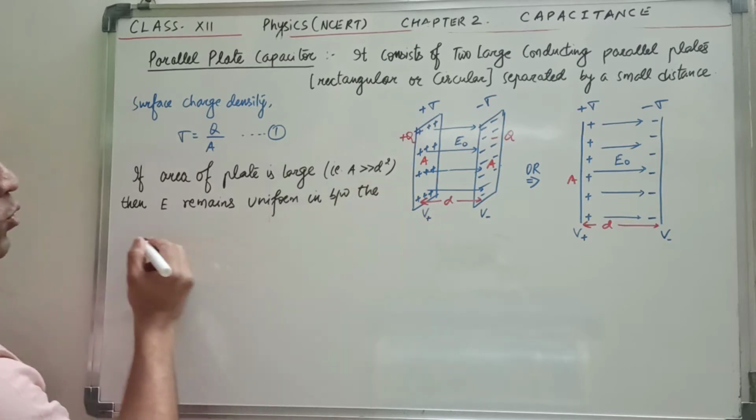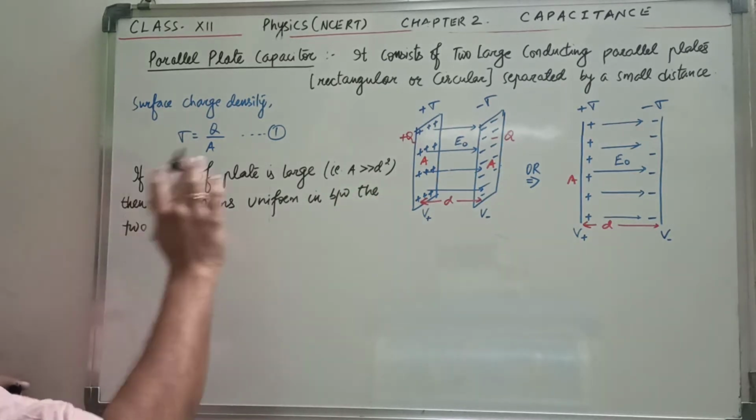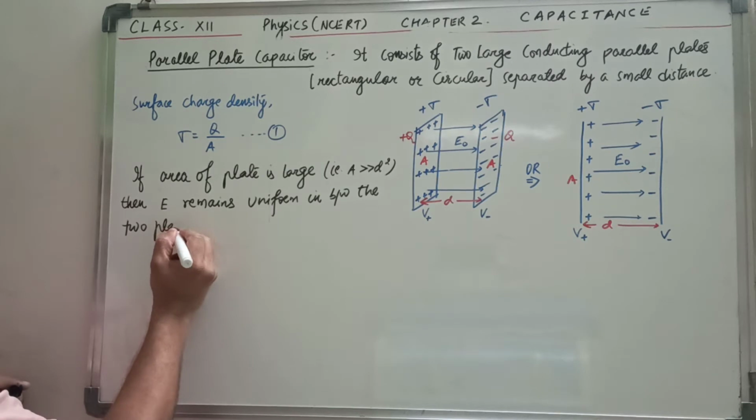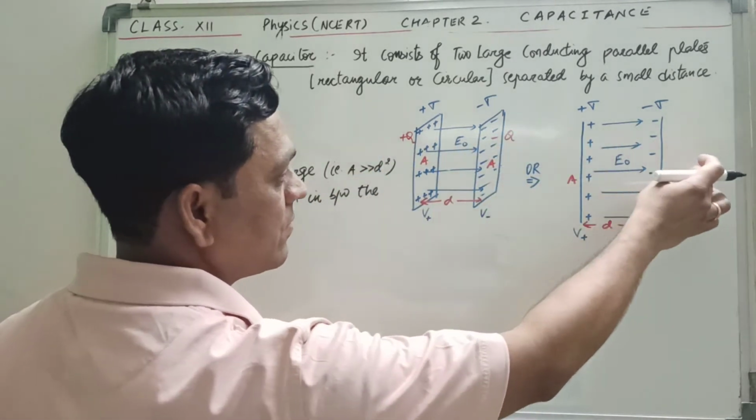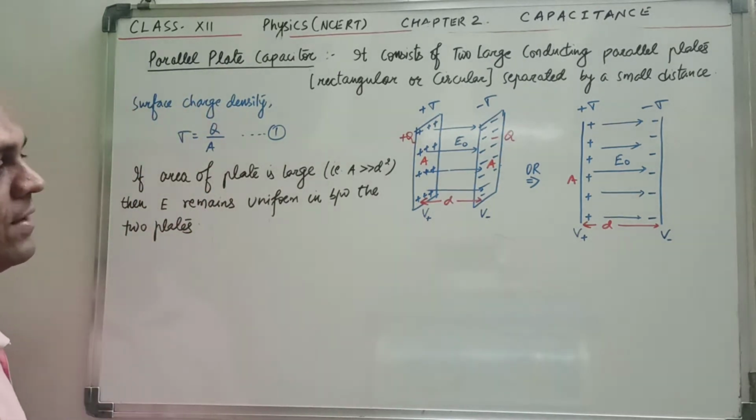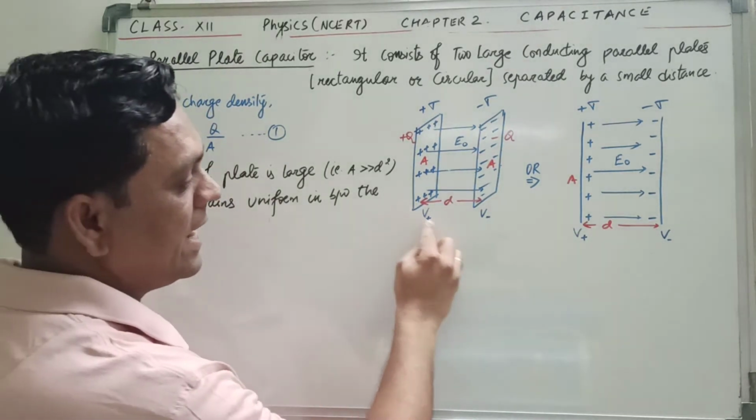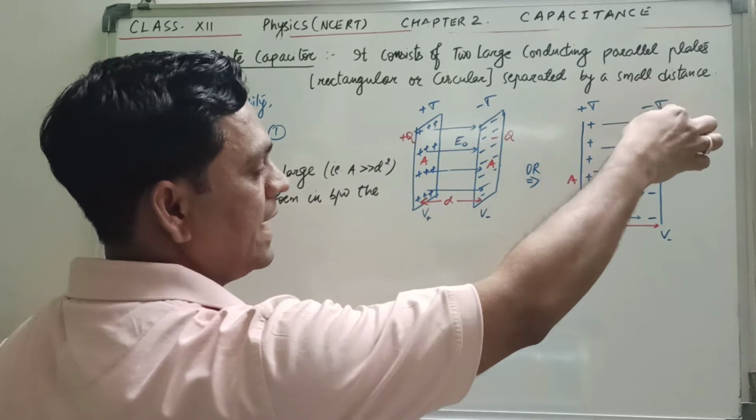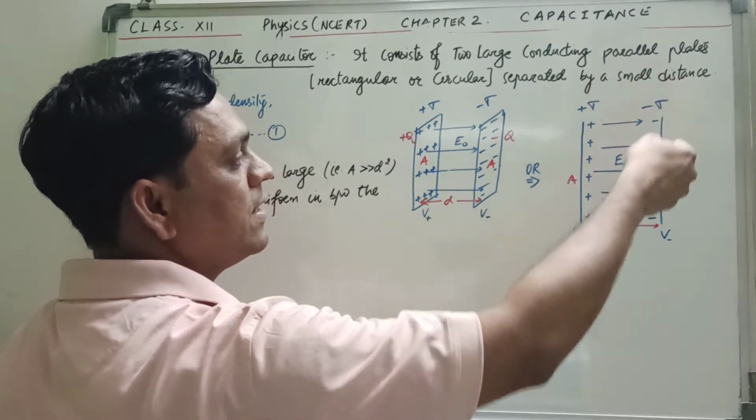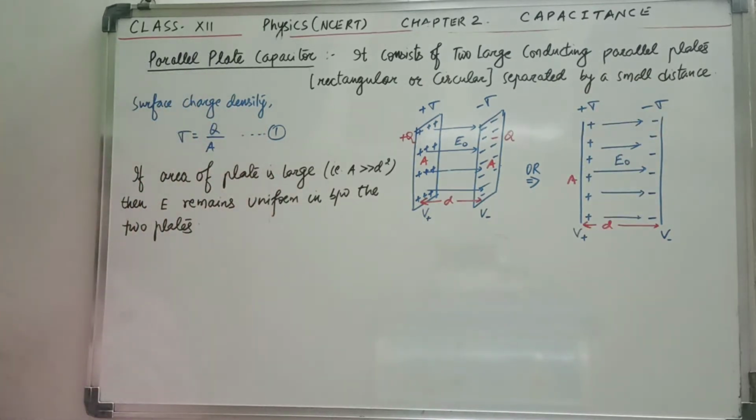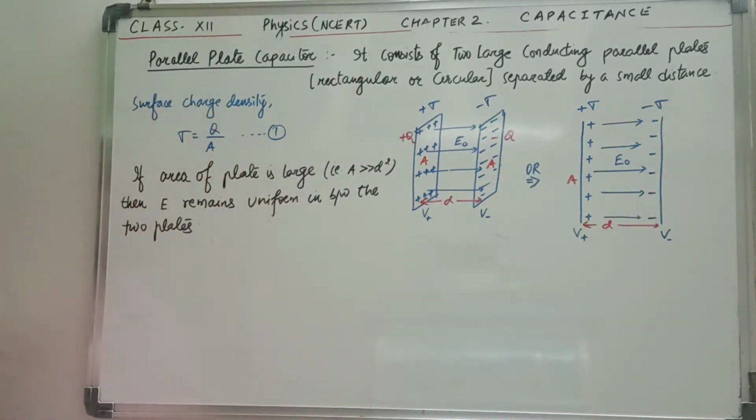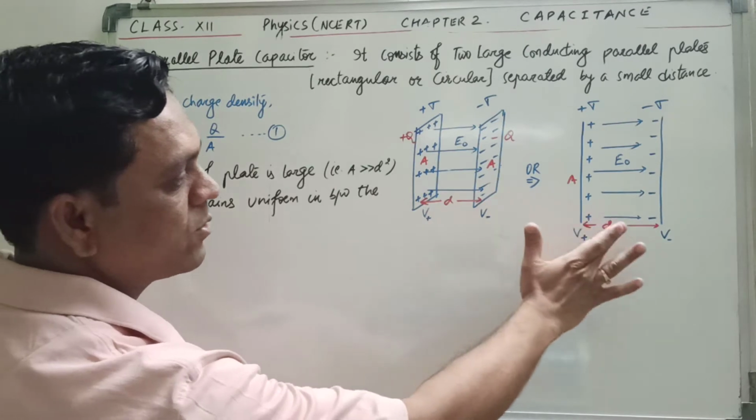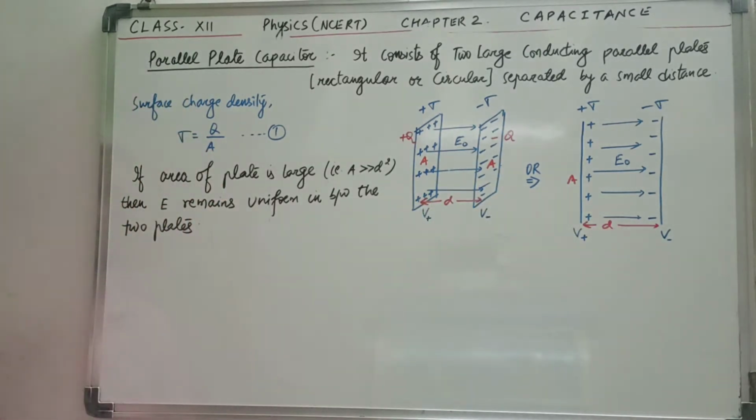It remains uniform, which I have shown by the parallel lines in between the two plates, and outside the plates the electric field becomes zero, though fringing will take place at the ends of the plates. Except at the ends, where the fringing of the electric field lines takes place, inside this capacitor the electric field will remain uniform and directed from the positive plate to the negative plate. Correct? This is how we will write this.